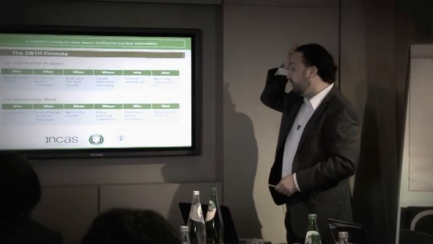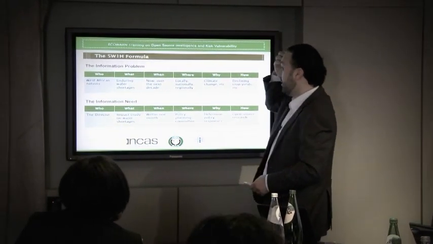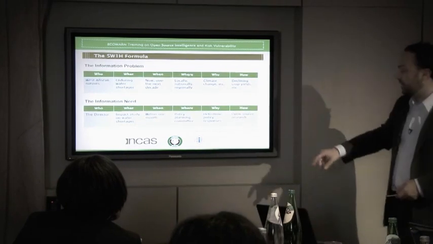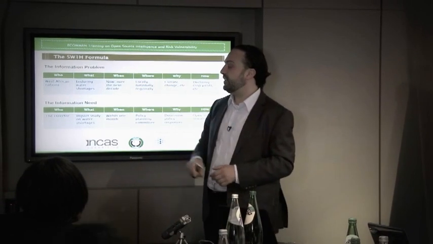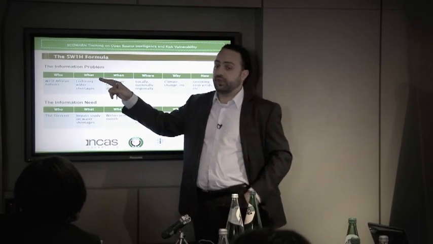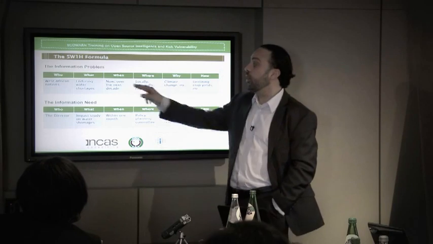So you can break the problem down like this. This is adapted from a nice little manual called Intelligence Essentials for Everyone. This is the information problem, this is the information need. The problem is this: who is affected? West African nations. What is happening?